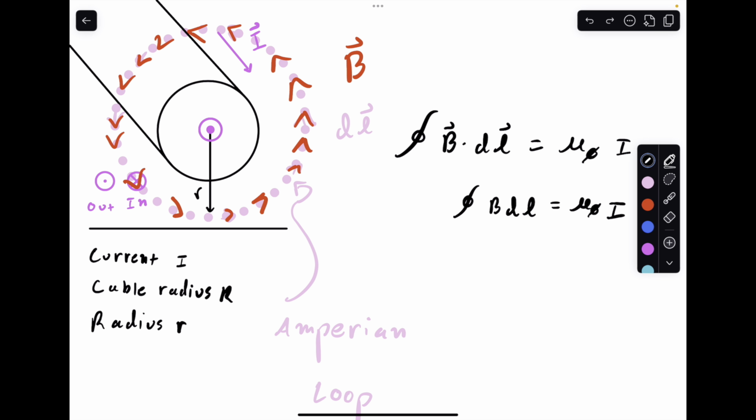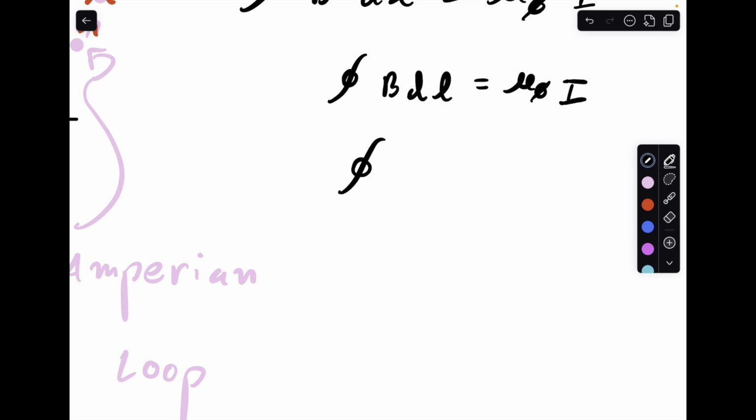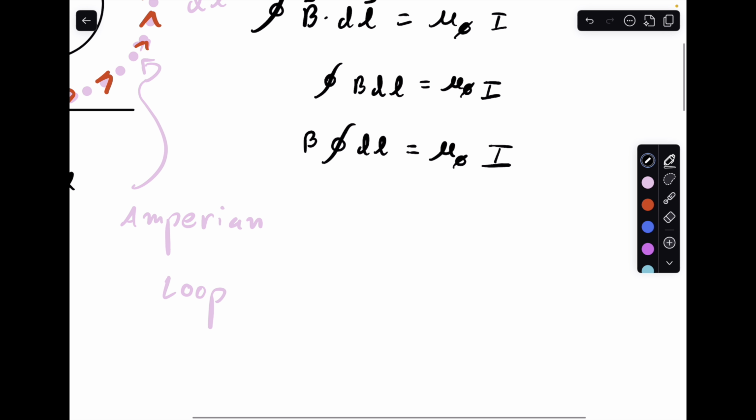That's kind of a characteristic of the magnetic field. So the radius at every point, because it's a circle, is going to be the same little r. Therefore, the magnetic field is constant, and I can pull it out of my integral. So I'll do that, and I'll get B times the line integral of dl is going to equal mu naught I. Bam.